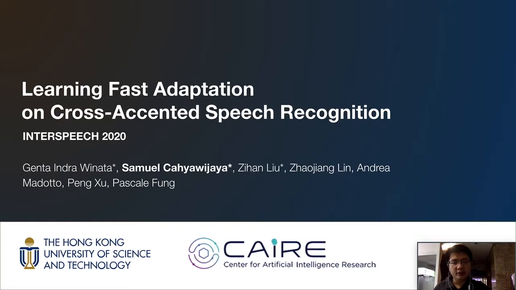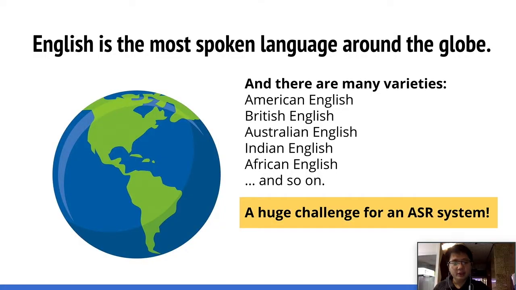I'm gonna explain to you about our work in learning fast adaptation on cross-accented speech recognition. As you may know, English is the most spoken language around the globe, and it comes with many varieties, such as American English, British English, Australian English, or even Indian and African English. And there are many other English accent varieties out there. These varieties are actually a huge challenge for an ASR system ever since.